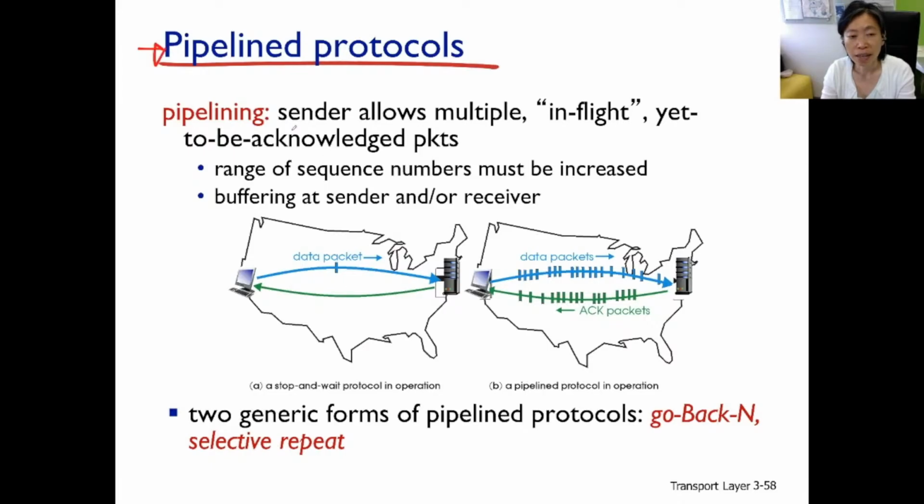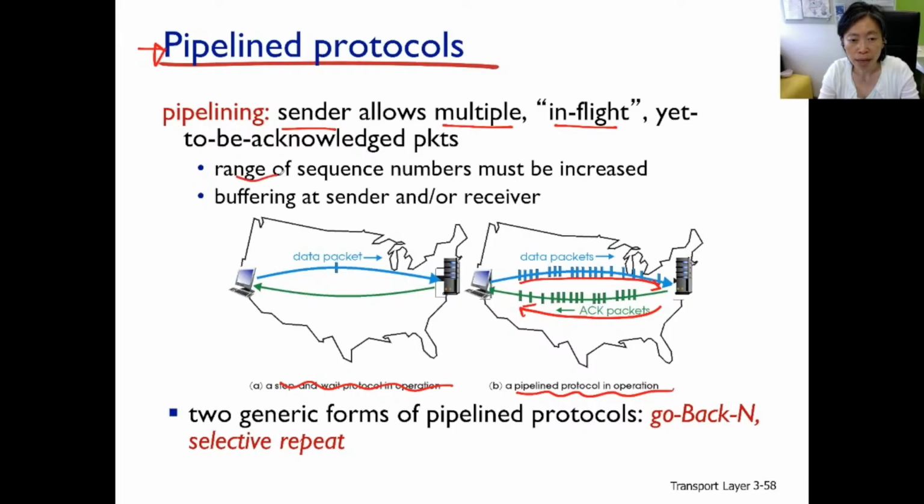Let me repeat myself: the sender allows multiple packets to be sent per round, or multiple packets in flight. By in flight, I mean that these are just data packets going out. They are not yet acknowledged. It's illustrated better here. This one on the left is stop and wait. This one on the right is the pipelined RDT. We see multiple data packets go, not yet acknowledged, and their acknowledgements will come back in a sequence in a round to the sender.